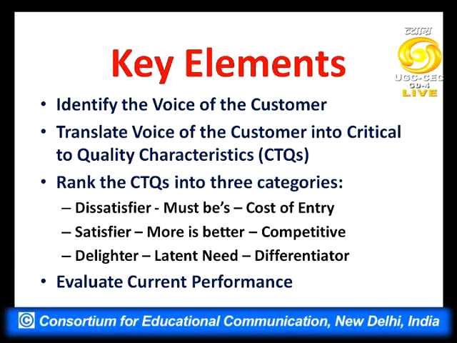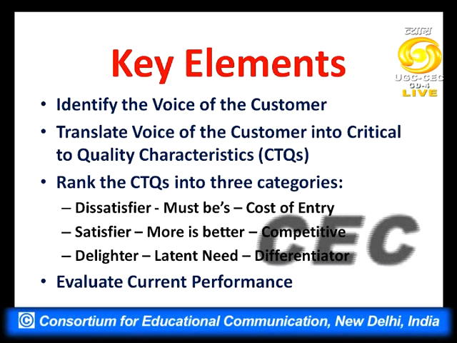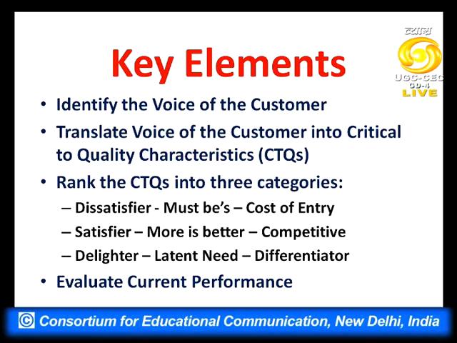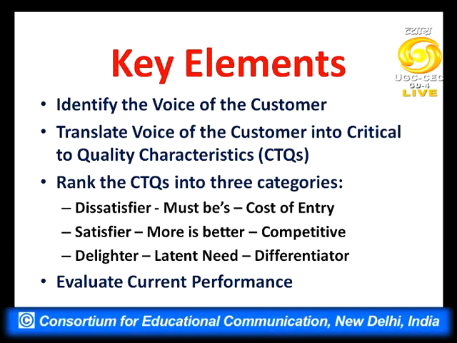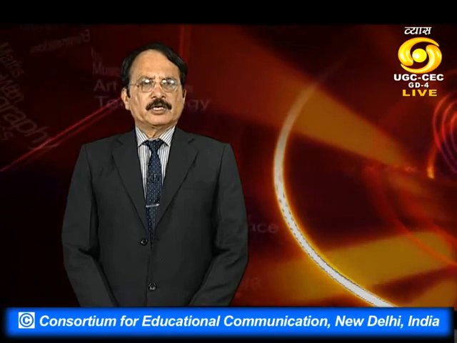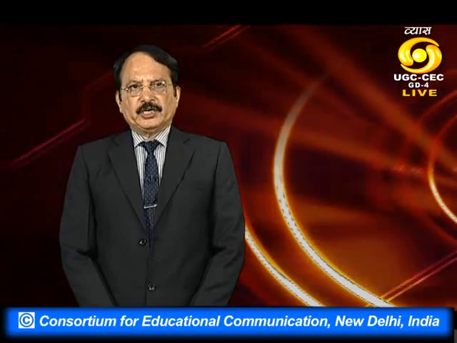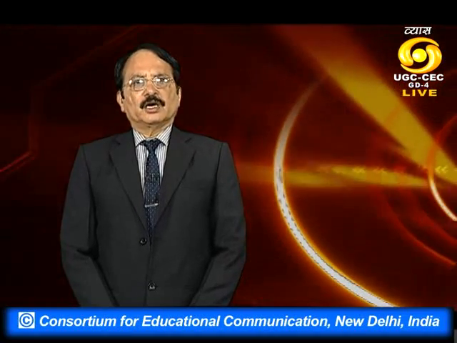Rank the CTQs into 3 categories. Then we have to categorize and prioritize these CTQs. We will call them dissatisfier, satisfier and delighter. Dissatisfier is a must-be CTQ and the cost of entry. Satisfier is more is better, and competitive. Delighter is a latent need, a differentiator from one product to the other, and then evaluate current performance.